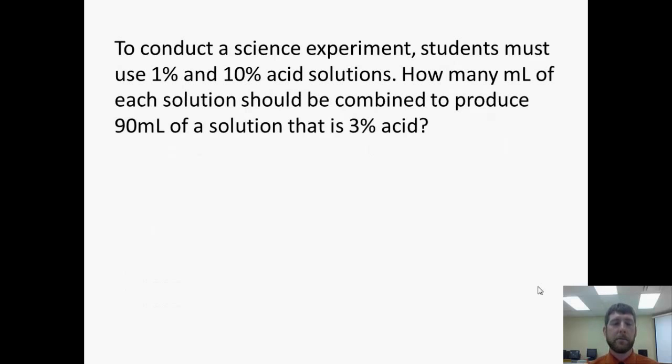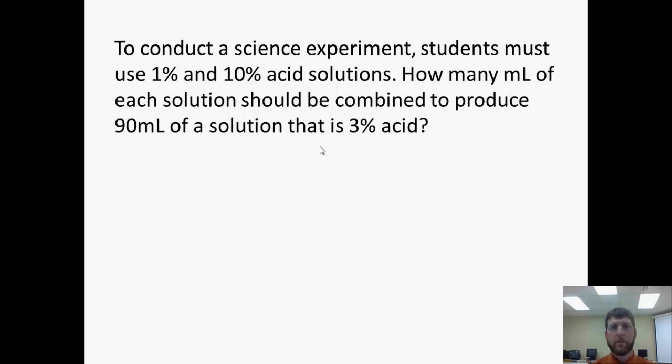All right, next example. To conduct a science experiment, students must use 1% and 10% acid solutions. How many milliliters of each solution should be combined to produce 90 milliliters of a solution that is 3% acid? So what this is telling me is I've got two different mixtures. One of them has 1% of it is acid. The other one, 10% of it is acid. So when we combine a certain amount, we're going to get 90 milliliters. And of that 90 milliliters, 3% of that's going to be acid.